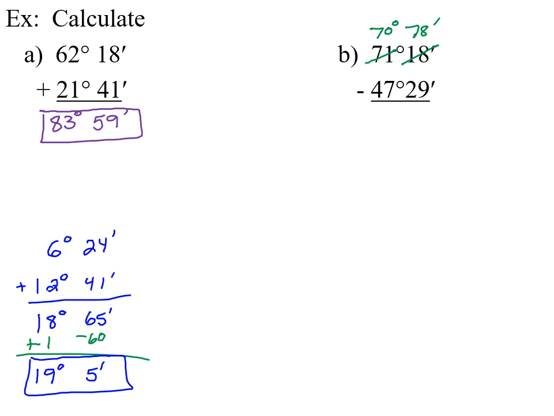The 70 minus 47, you could technically borrow from the 70 and make it 6 and 10 if you wanted to. I'll let you all take care of that part on your own. But you'll get 23 degrees. And then the 78 minus 29 is 49 minutes. And so that's what you would do. And so you can borrow if you need to, if you're subtracting.